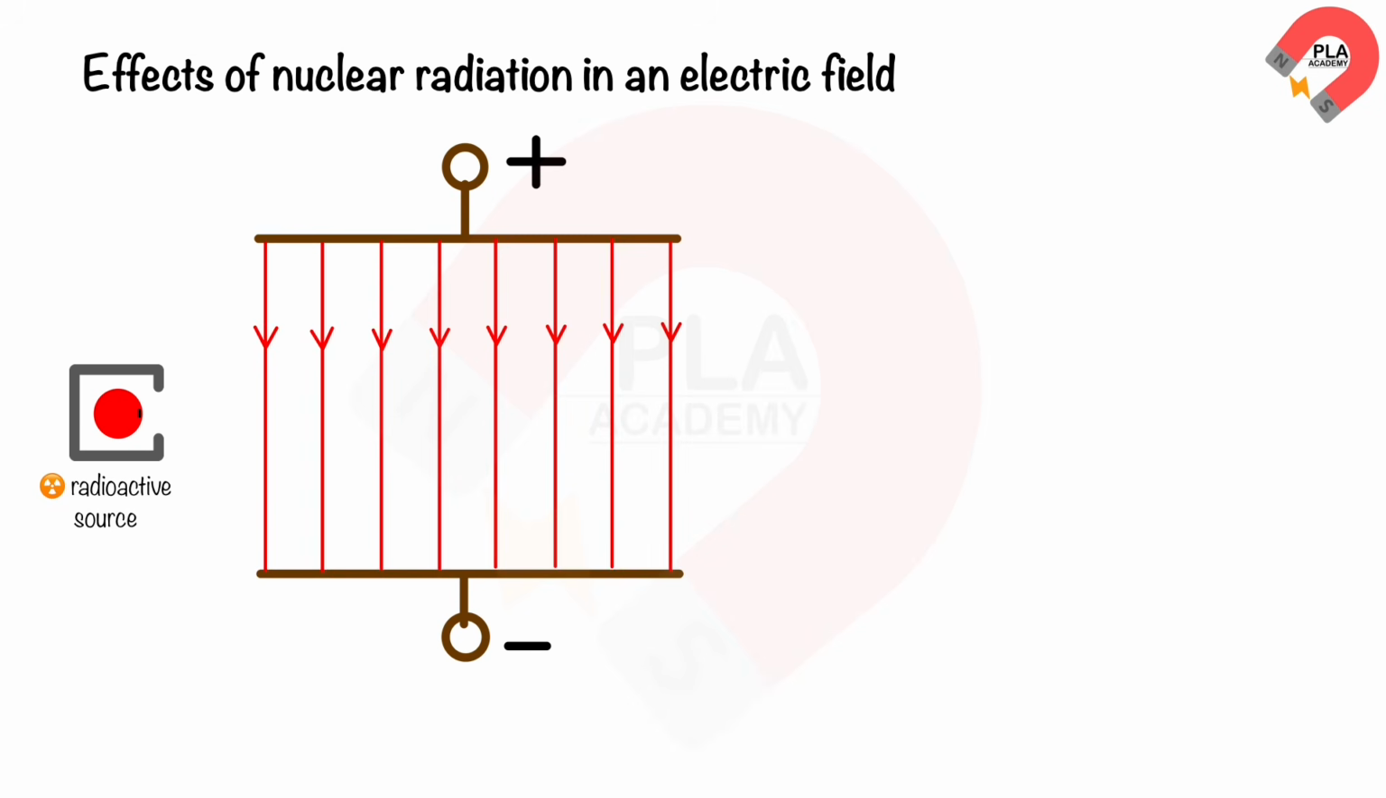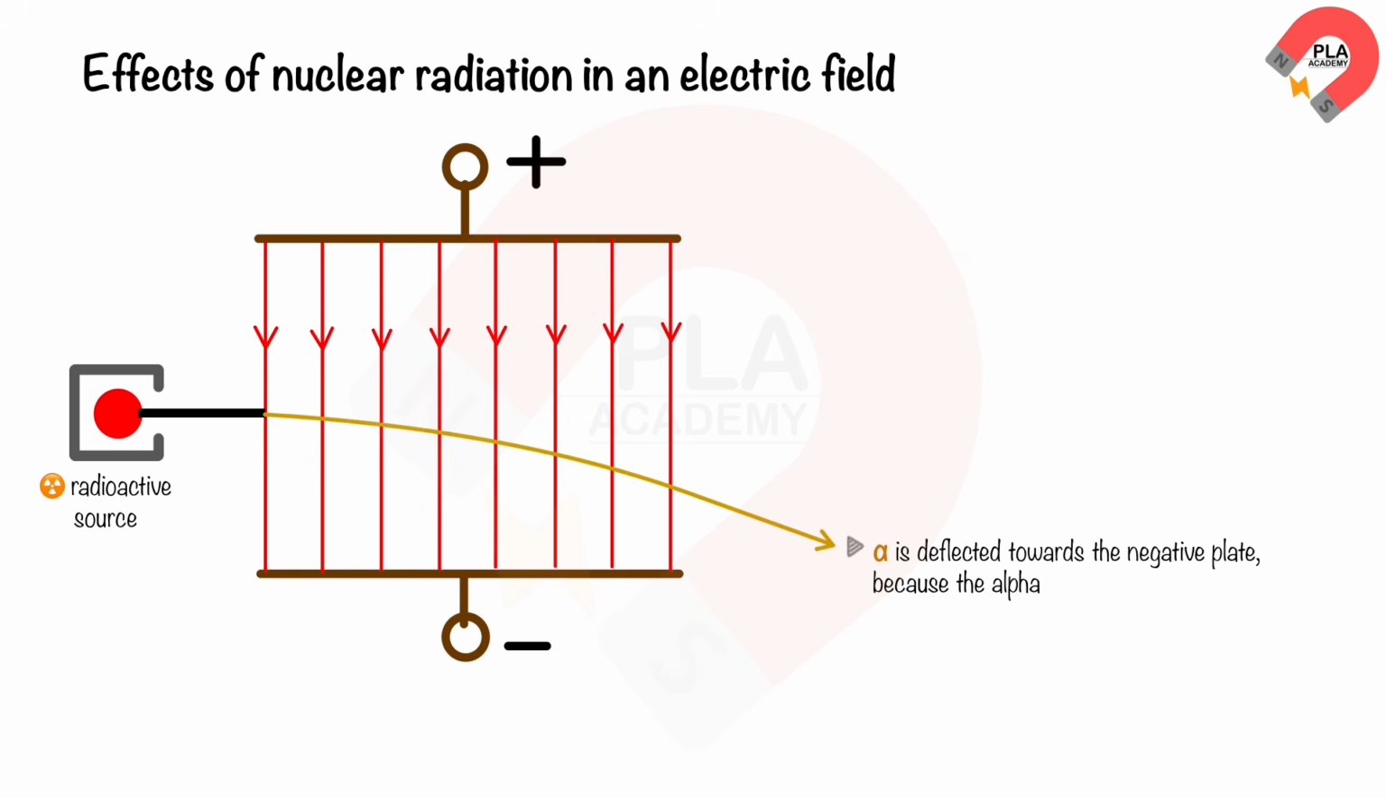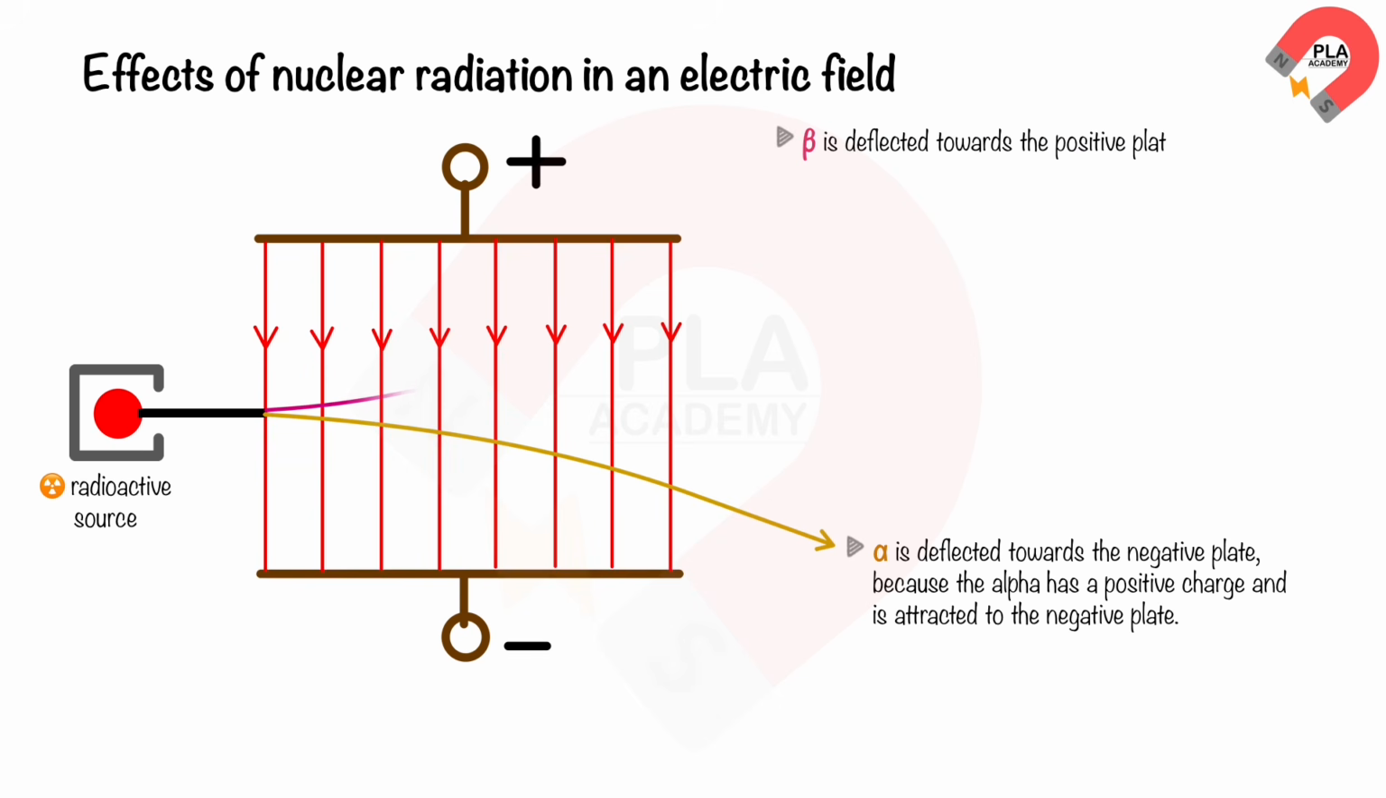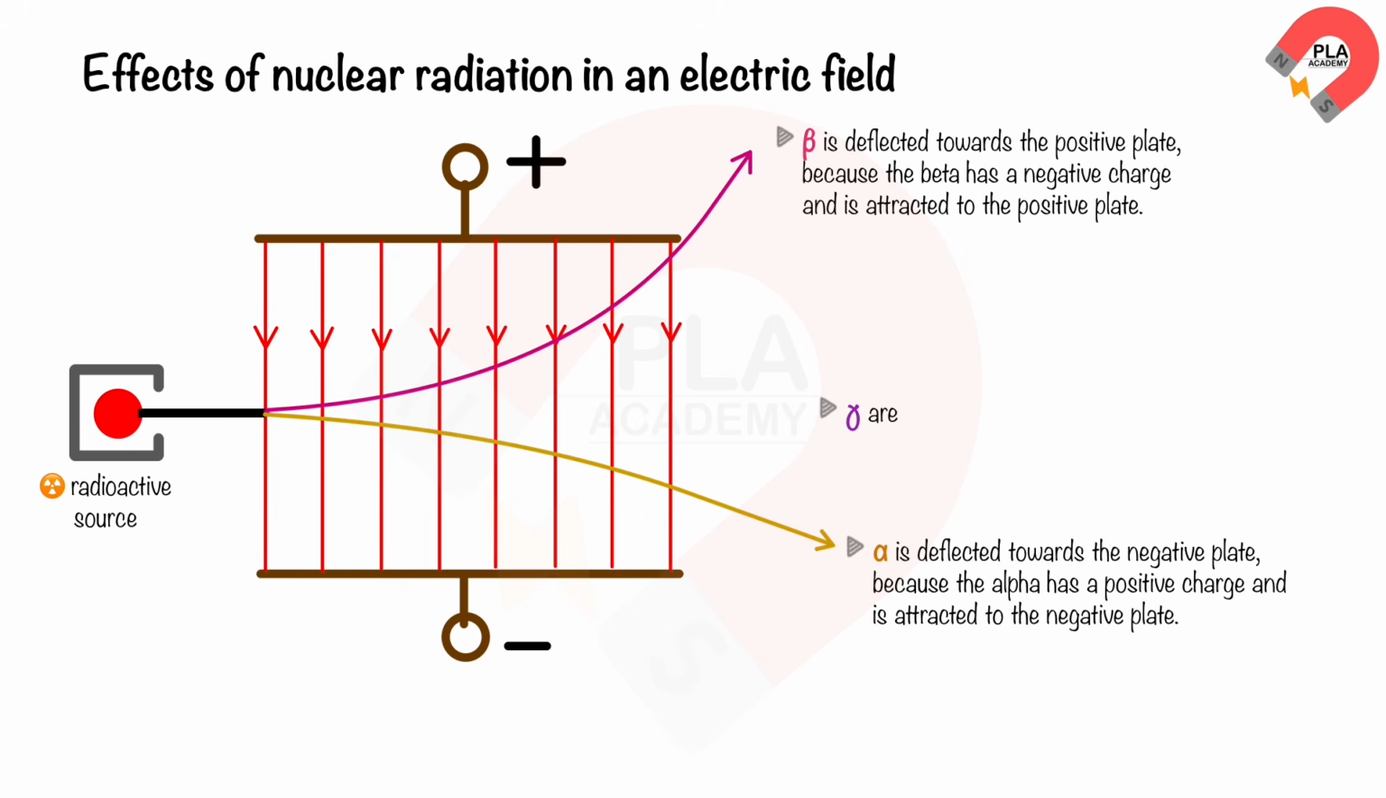Effects of nuclear radiation in an electric field. When a radioactive beam travels through a uniform electric field, the different types of radiation separate due to their charges and masses. The alpha particles are deflected towards the negative plate. This is because the alpha has a positive charge and is attracted to the negative plate. The beta particles are deflected towards the positive plate. This is because the beta has a negative charge and is attracted to the positive plate. The gamma rays are not deflected. This is because they have no charge.